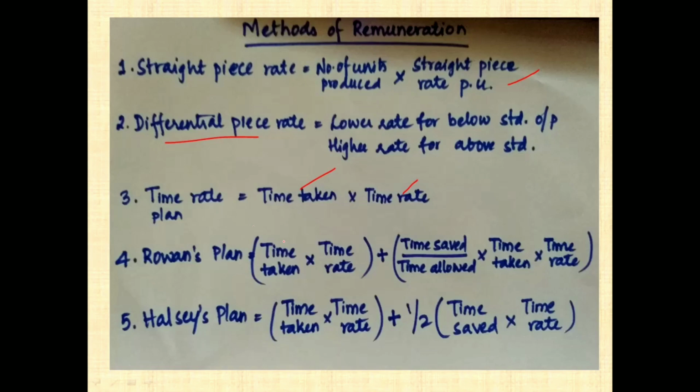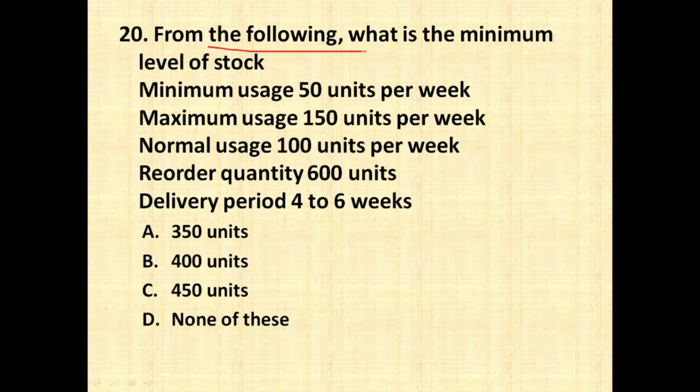In Rowan's plan, the formula is time taken into time rate plus time saved divided by time allowed or standard time into time taken into time rate. And Halsey plan was also what you have studied, that was equal to time taken into time rate plus half of time saved into time rate. From the following, what is the minimum level of stock?